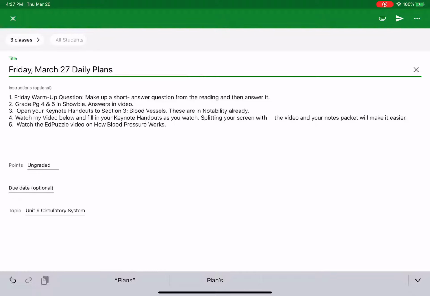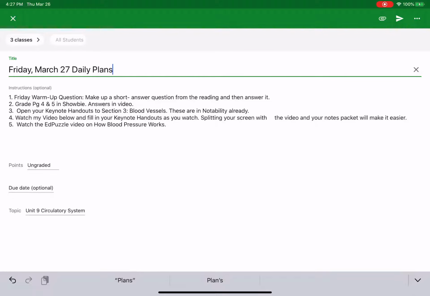We are going to be grading page 4 and 5. Do that in Shobi. The answers will be in the video. I'm not going to stay long on that slide, but you go ahead and pause it and take as much time as you need to make corrections.